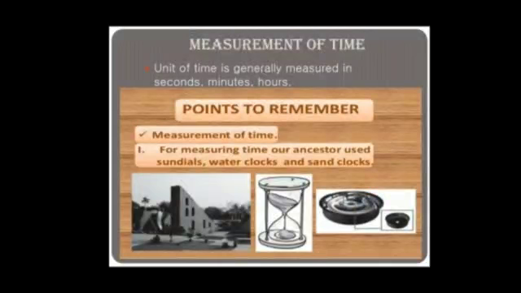Our ancestors noticed that many events in nature repeat themselves after definite intervals of time. For example, they found that the sun rises every day in the morning. The time between one sunrise and the next was called a day. Similarly, a month was measured from one new moon to the next. A year was fixed at the time taken by the earth to complete one revolution of the sun. For measuring time, our ancestors used sundials, water clocks and sand clocks.